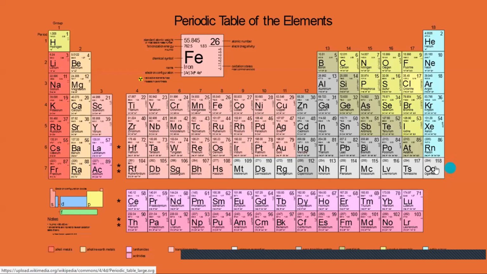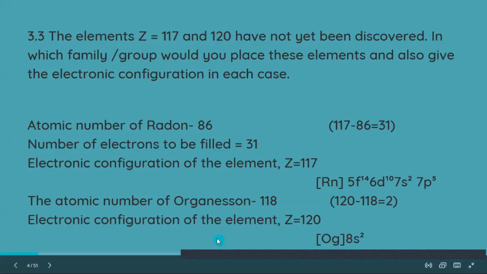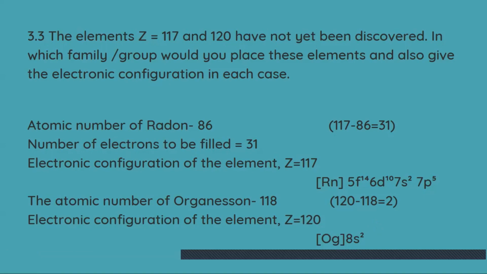So which means the next one will be filled up into the 8th period, which does not exist because the element has still not been completely discovered or synthesized. Anyways, the electronic configuration of the element Z equals 120 would be oganesson's electronic configuration plus 8s2. To know in detail how to write the electronic configuration of various elements, you have to check out the electronic configuration in the previous chapter and revise that again. But this is the basic idea.